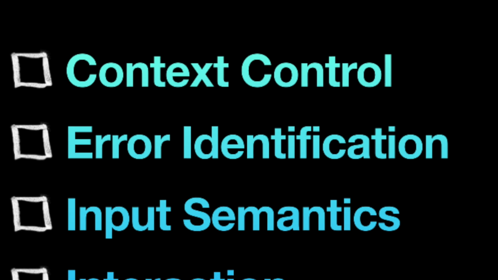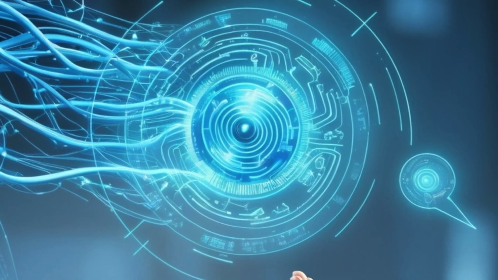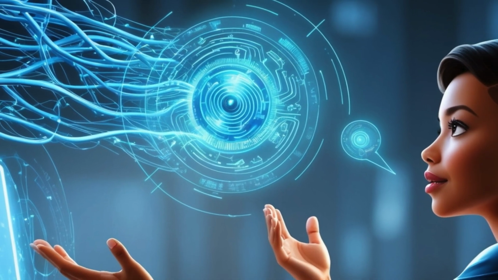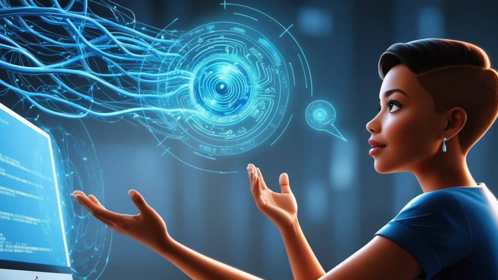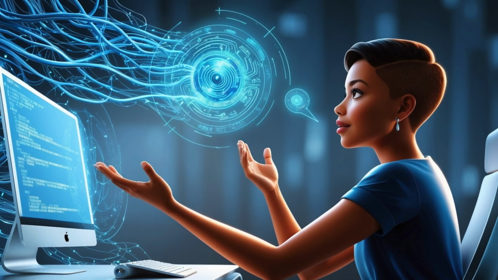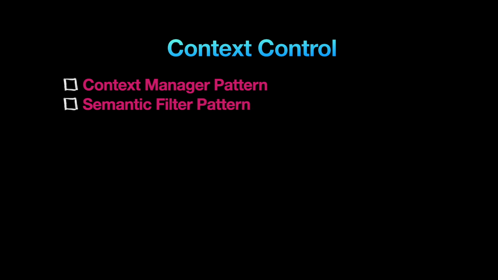In this first video, we'll dive into the context control category. Context control revolves around managing the information and background that the AI utilizes during its operation. It enables you to control and fine-tune the context in which the AI operates, resulting in more precise responses to your questions. Two prompt patterns help in controlling the context of your conversation with a large language model: the Context Manager pattern and the Semantic Filter pattern.